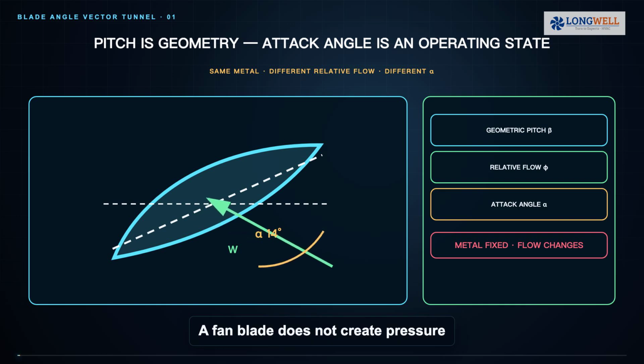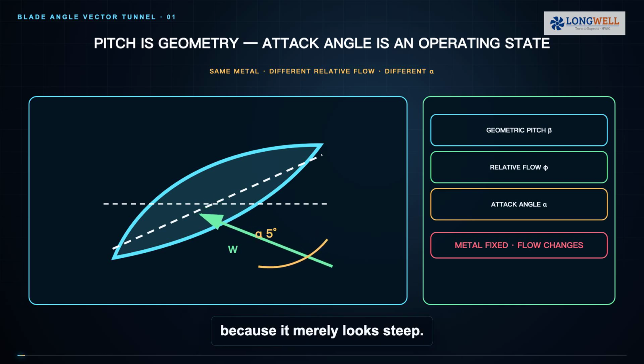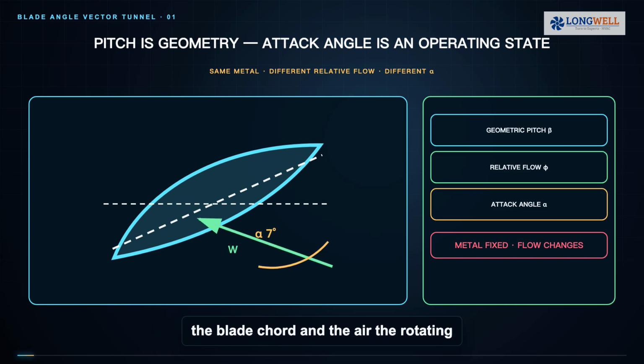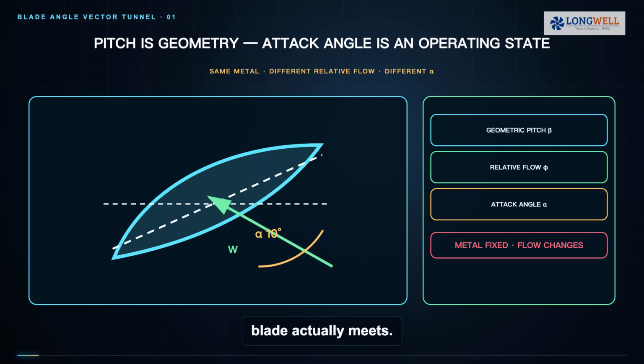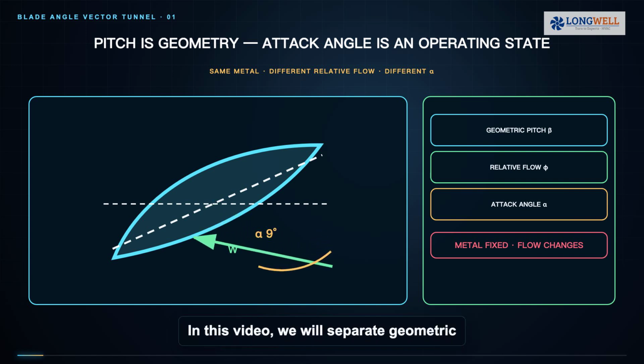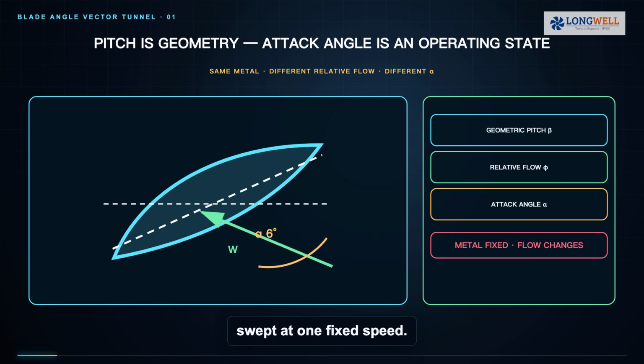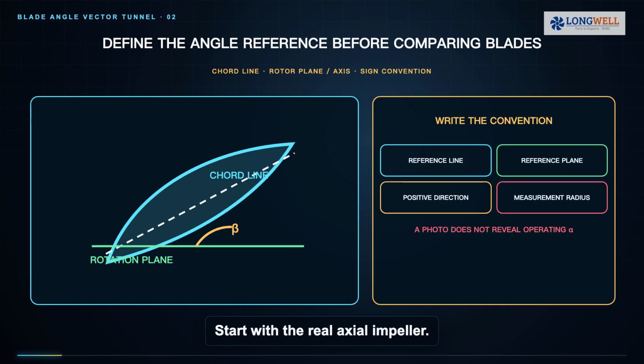A fan blade does not create pressure because it merely looks steep. Performance comes from the angle between the blade chord and the air the rotating blade actually meets. In this video, we will separate geometric pitch from aerodynamic angle of attack, then show what changes when pitch is swept at one fixed speed. Start with the real axial impeller.